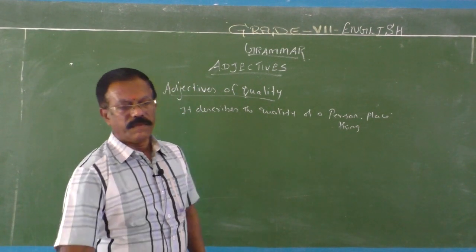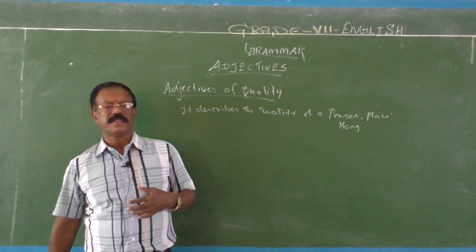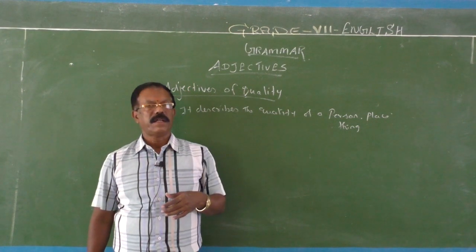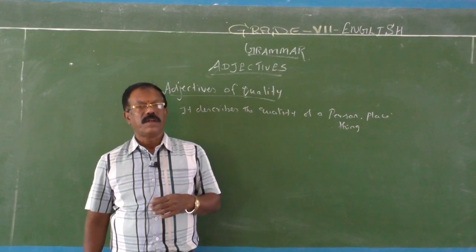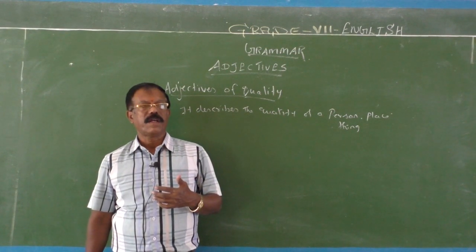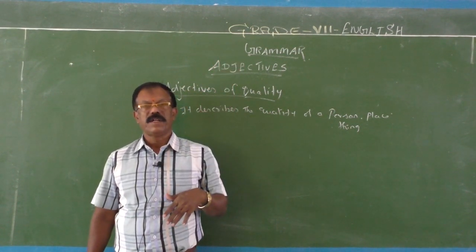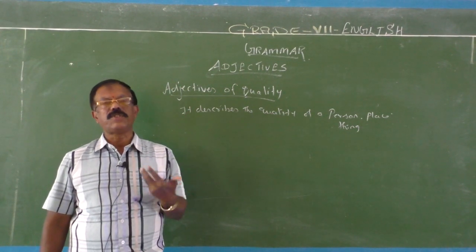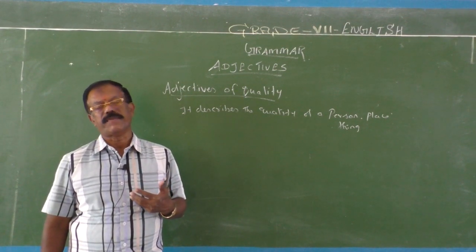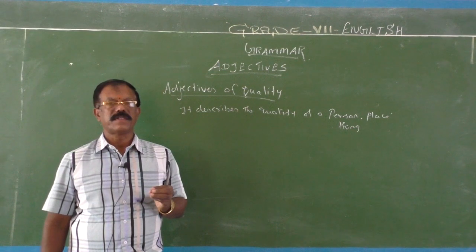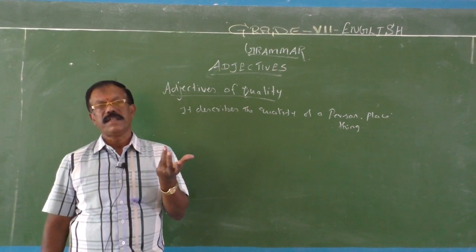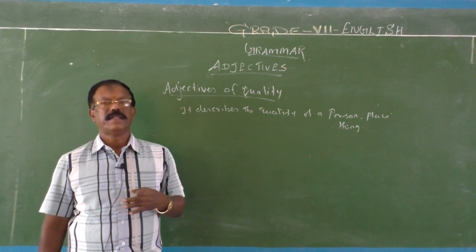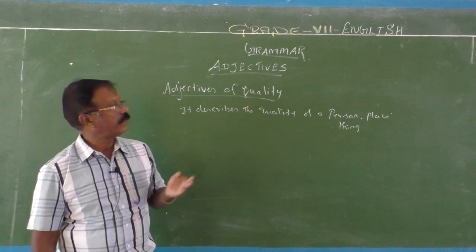Normally we wish to know the quality of many things. What is the quality of this paper? What is the quality of this camera? What is the quality of this watch? What kind of person is he? What kind of place is it? What kind of bird is it? Okay. So we wish to know the quality of many things in our day-to-day life. So the specific words that describe the quality of anything, maybe the person, maybe the place, or maybe the thing, are called adjectives of quality.